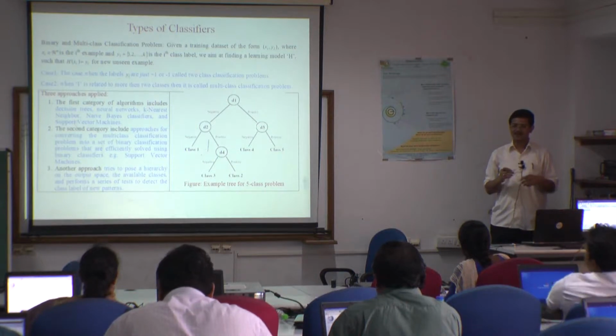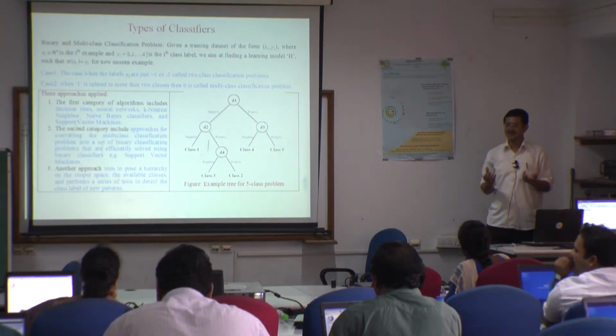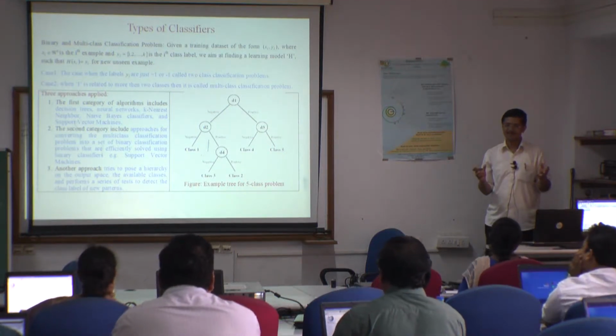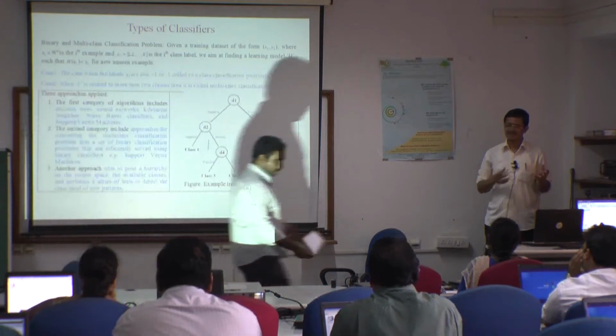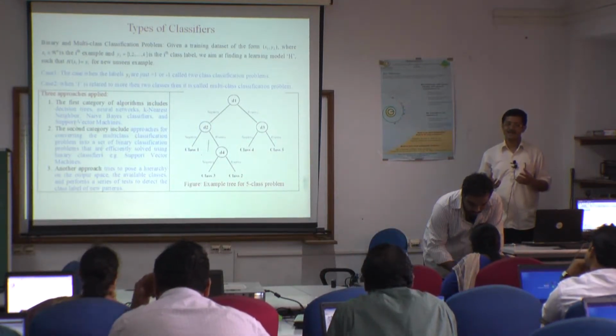Because now classification is like a mathematical optimization problem. What type of new mathematical function can you develop to achieve better classification? Do you know about multi-criteria decision making?